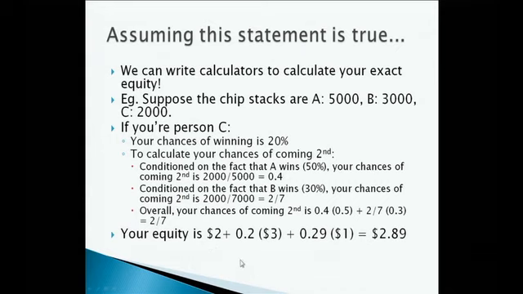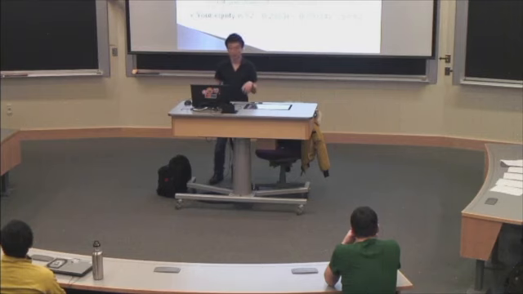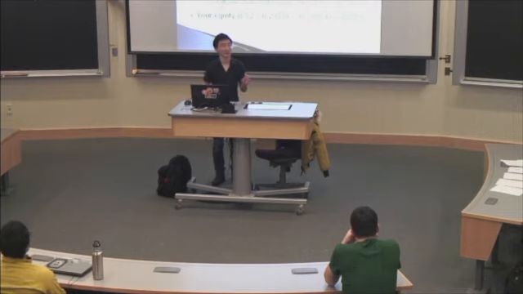So then you can calculate your equity: you're guaranteed $2, and you have a 20% chance of winning, which will give you $3 additional, and then a 29% chance of coming second, which will give you an additional $1. So your equity is actually 2.89 in this case. It's actually closer to second place than third place. Does that calculation make sense to everyone?